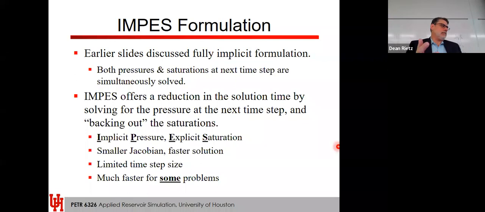So if you think it's a problem, and I'll show you some examples where it might be a problem, you could always test it. In most of the simulators like Eclipse and Nexus and CMG, they're going to have these 2 different formulations, so you could try it. I'm thinking there'll be some difference, like faster. Yeah, no, it's not going to be a big difference, but it could be.